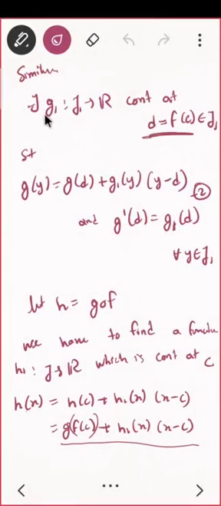So similarly, there will be a g1 which is continuous at d, and d is what, f of c. So I got g also. But what is h? h is my g composite f. So let us solve this. So what will h of x be? First of all, what I need to understand is that I need to find an h1 of x such that this should happen.